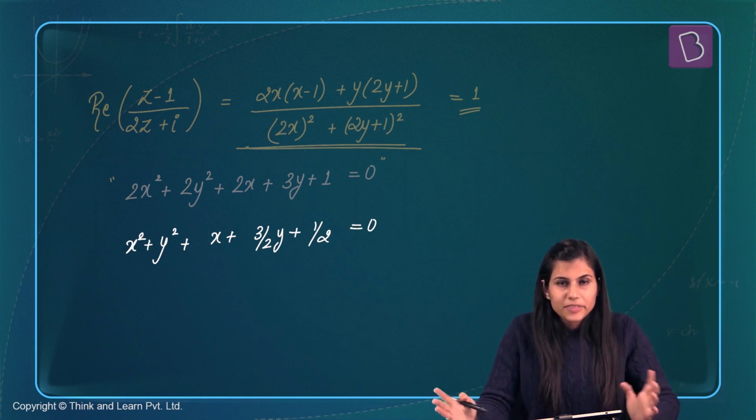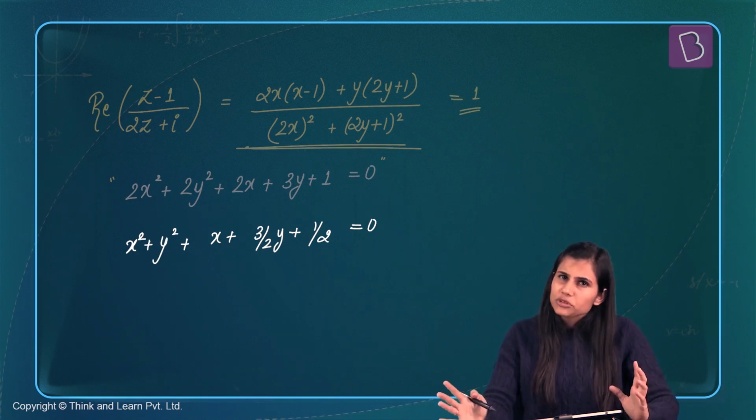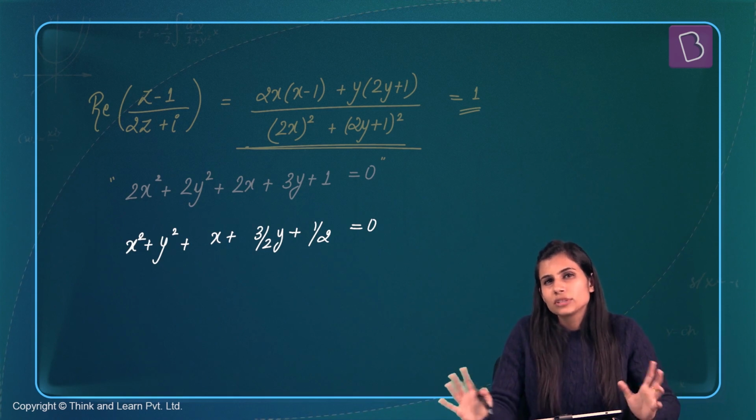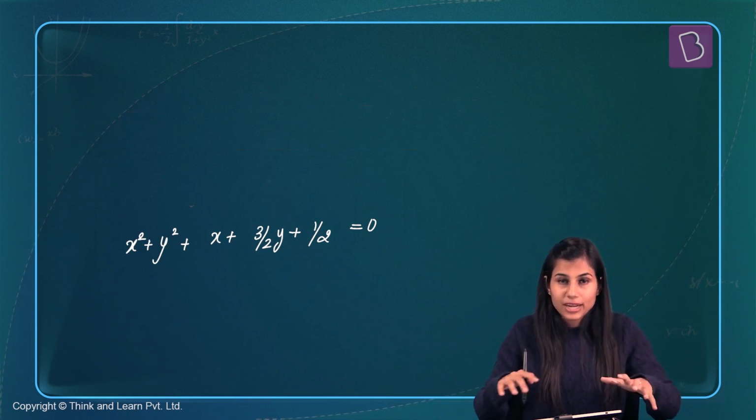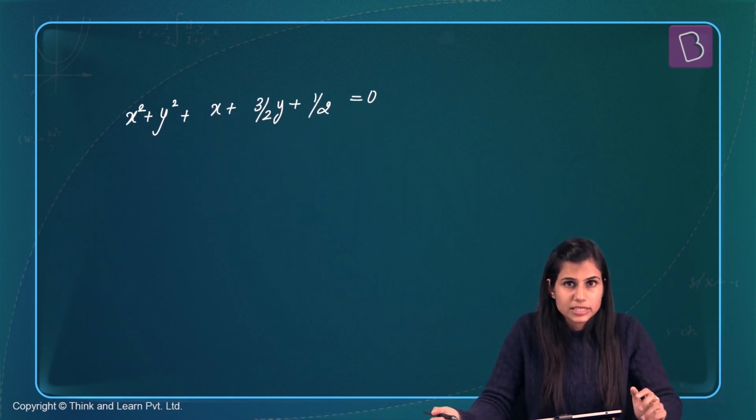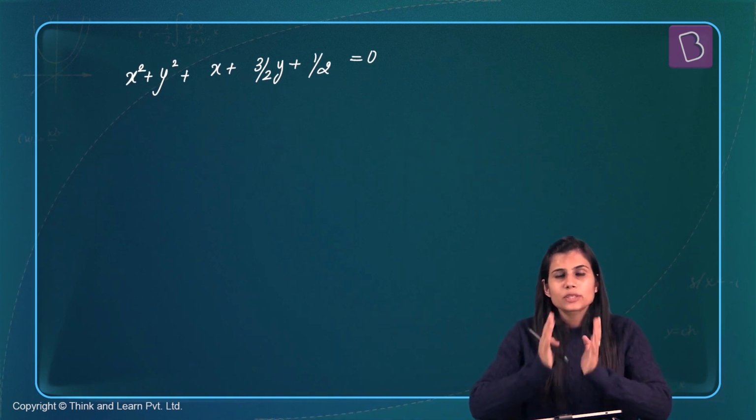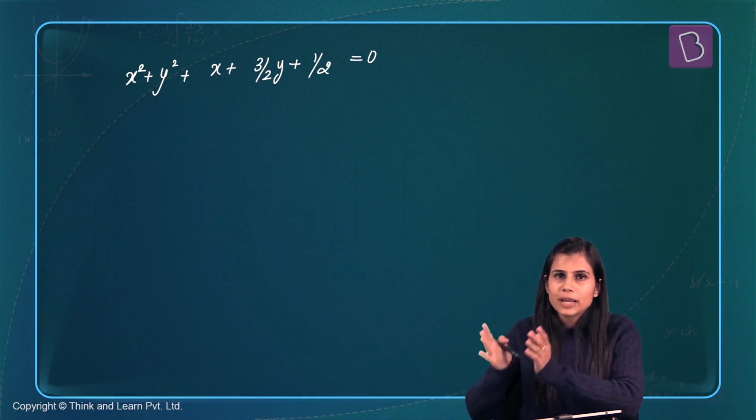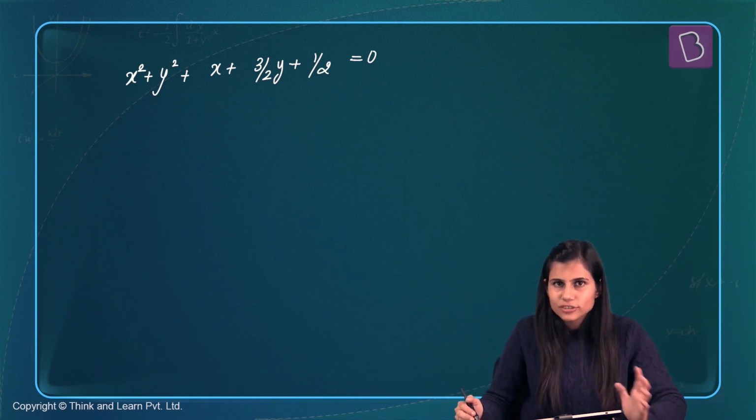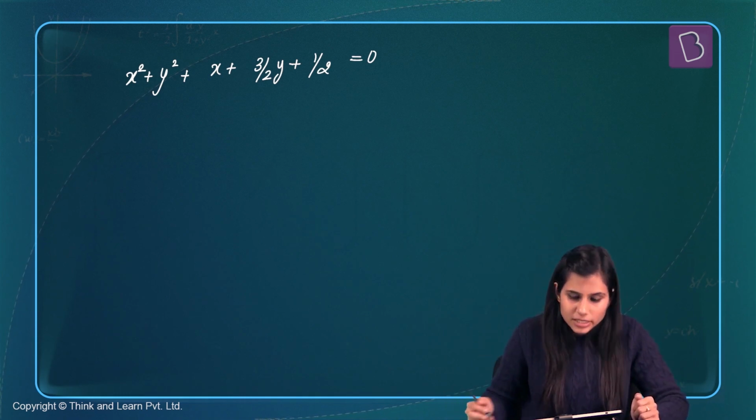But then when you look at the options related to the circle, the option talks something about the diameter of the circle. So let's extract out the radius and hence the diameter of the circle. For that, realize that this equation is of the form x square plus y square plus 2gx plus 2fy plus c equals 0, the standard general form of the equation of a circle.